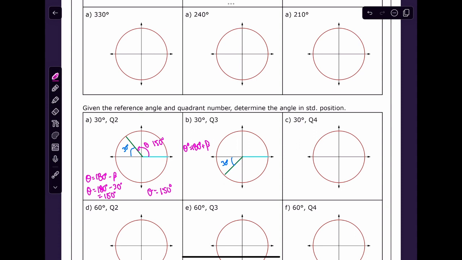So our angle in standard position is this angle here. And let's plug in our reference angle. So 180 plus 30 is equal to 210. So our angle in standard position here is 210 degrees.